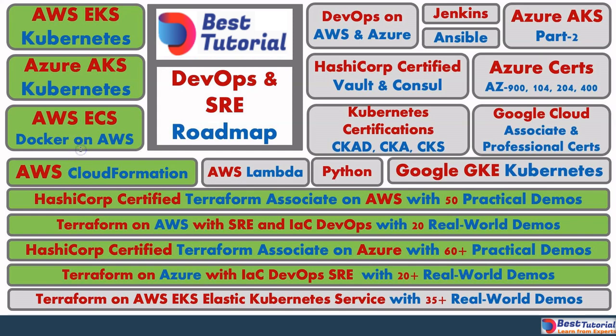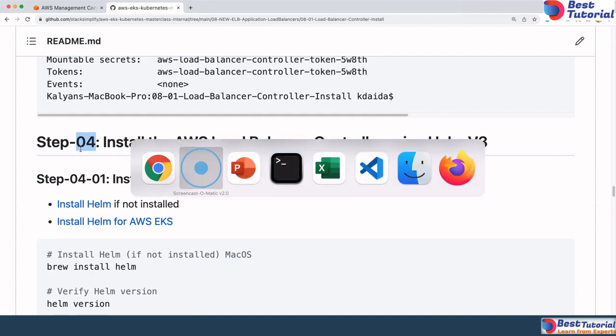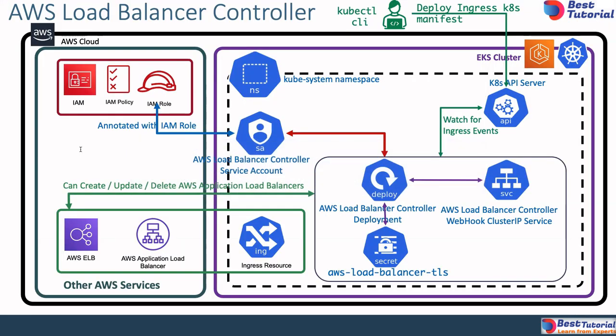Welcome back. As part of step 4, we are going to install the AWS load balancer controller using HELM. Let's come back to our PowerPoint presentation. Already we have completed the part where we created the IAM policy, IAM role, and service account, and annotated that service account with the IAM role. Now whatever we are seeing in this box, which is the load balancer controller deployment, its equivalent secret, and its webhook cluster IP service, these things we are going to deploy now using HELM.